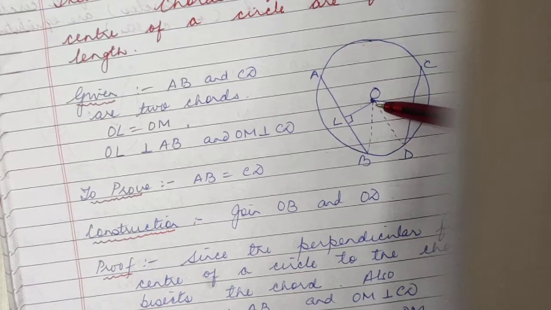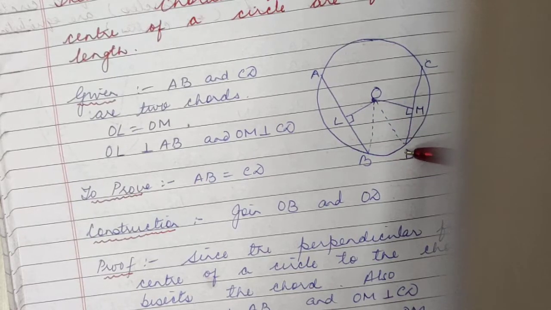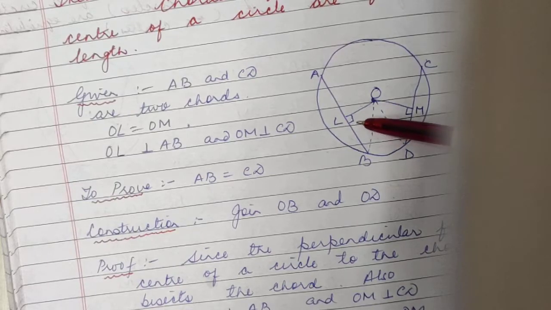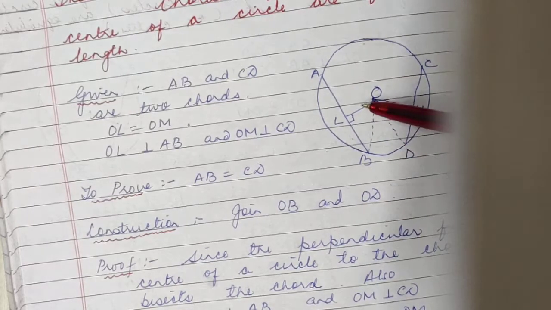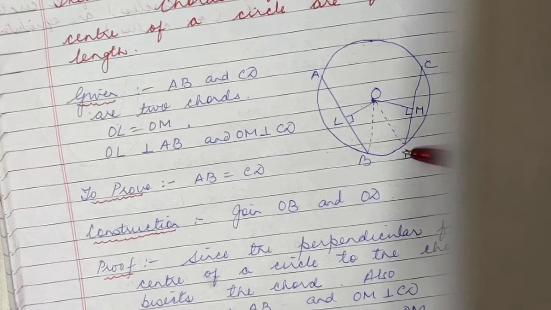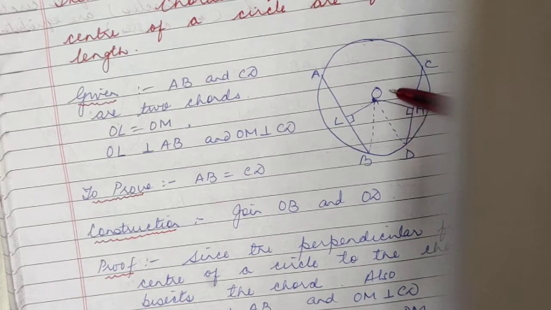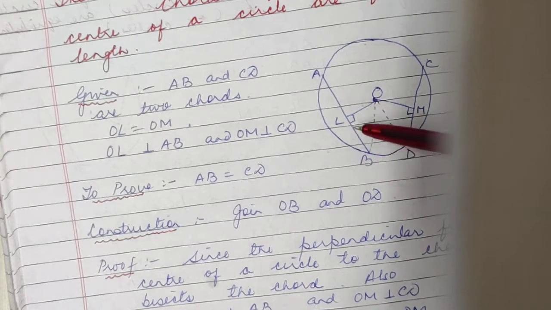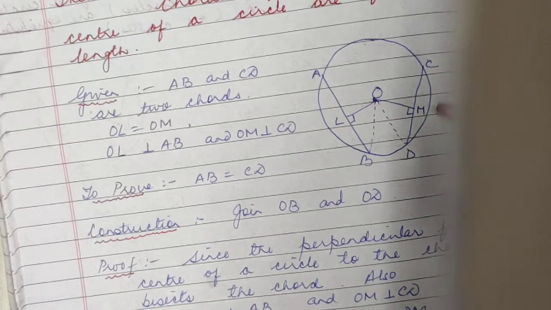So for this we have done a construction. We have joined OB and OD. Now since the perpendicular from the center to the chord bisects the chord, and OL is perpendicular to AB and OM is perpendicular to CD, therefore AL equals BL and CM equals DM. Now we can write BL as equal to half AB and DM equals half CD.